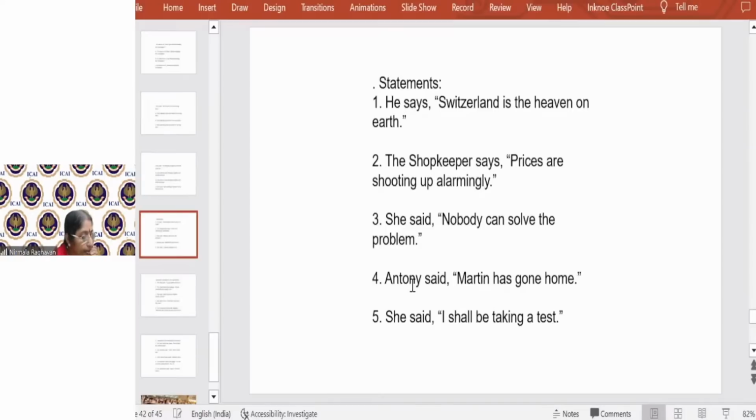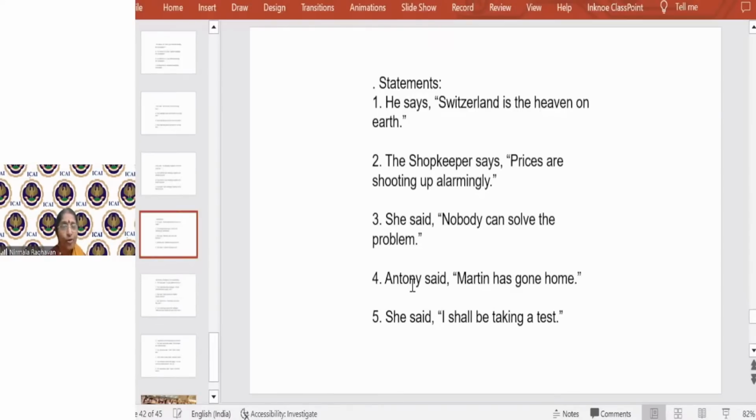Done? Okay. He says that, you can add that here. He says that Switzerland is the heaven on earth. It is a universal truth. It's a constant sentence, so it doesn't have past tense. The shopkeeper says prices are shooting up alarmingly. The shopkeeper said that the prices are shooting up alarmingly because it always shoots up.